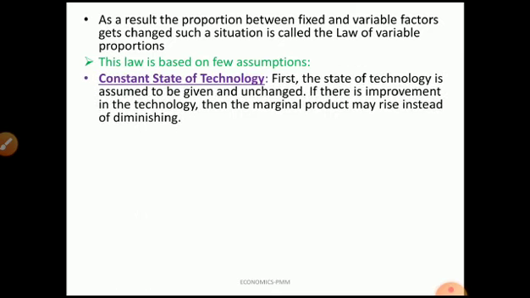This law is based on a few assumptions. First one, constant state of technology. It means the technology is assumed to be unchanged. If there is improvement in the technology, then the marginal product may rise instead of diminishing.